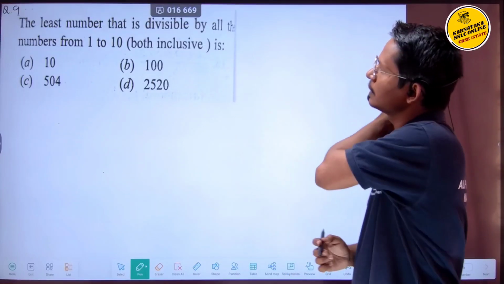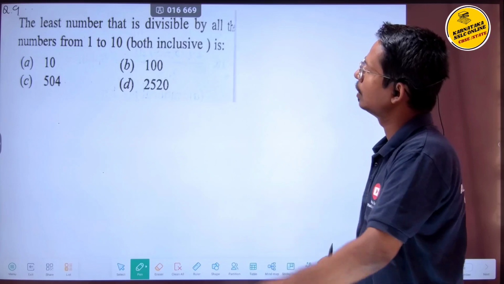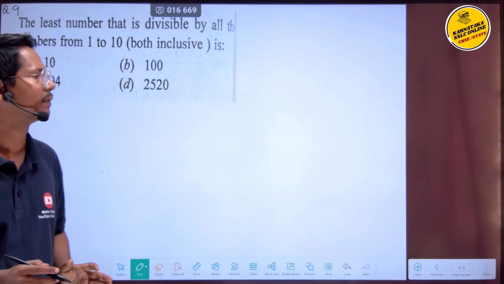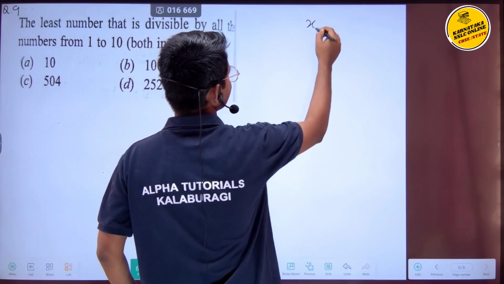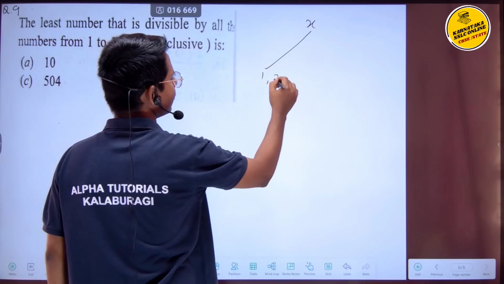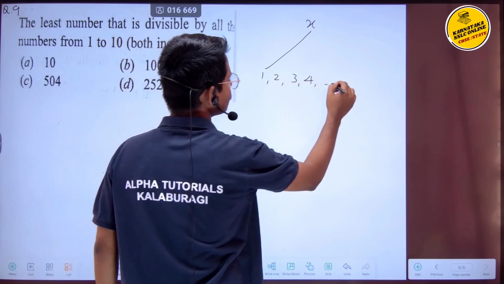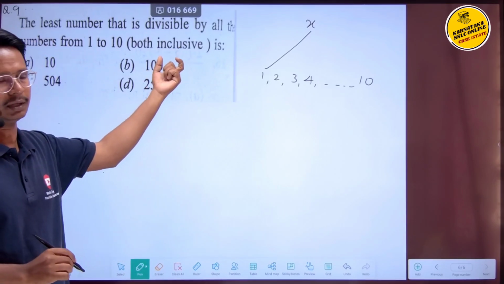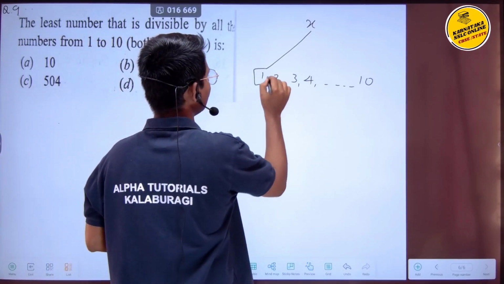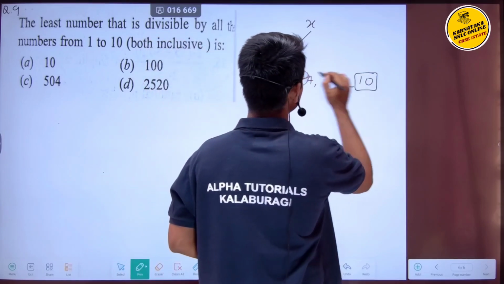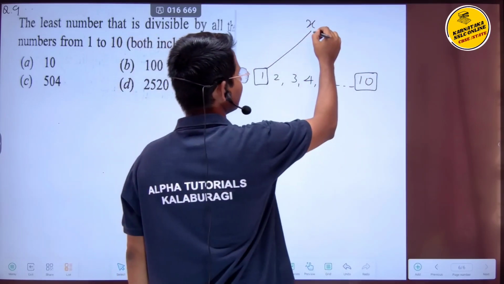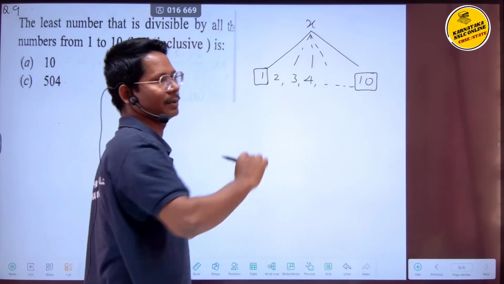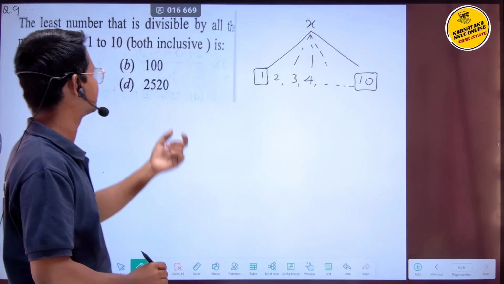The least number that is divisible by all the numbers from 1 to 10, both inclusive, is? So there is a number, let me take x. This number is divisible by 1, 2, 3, 4, and so on up to 10. You need to understand inclusive means including. You need to include even the lower value and the higher value, both you need to consider. This x number should be divisible by all these numbers including 1 and 10. That is the meaning of inclusive.